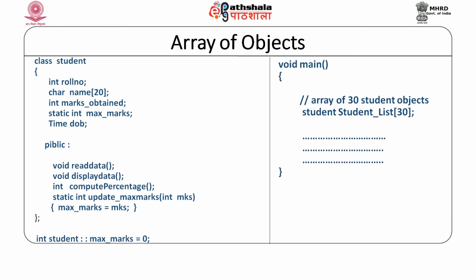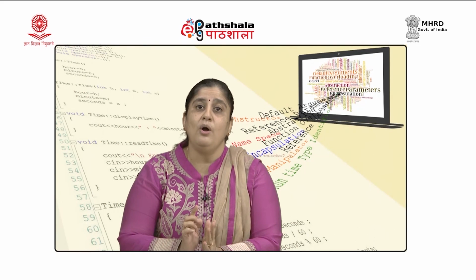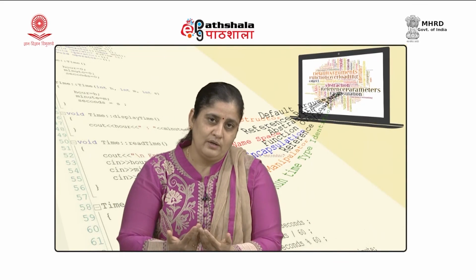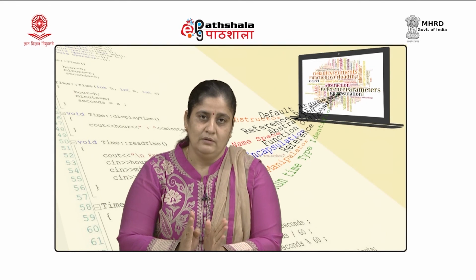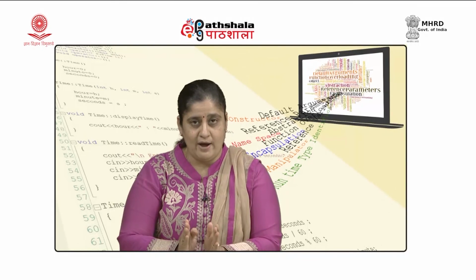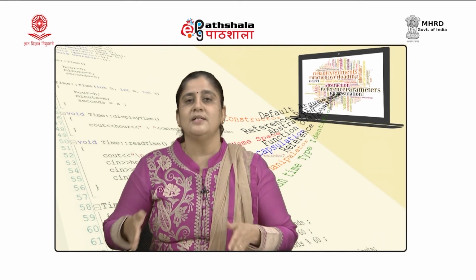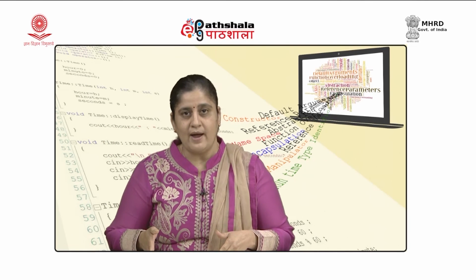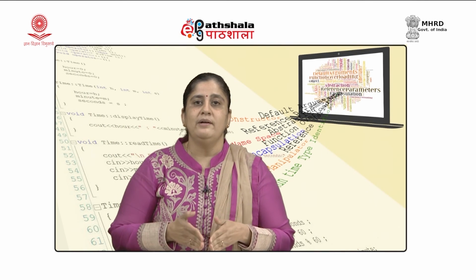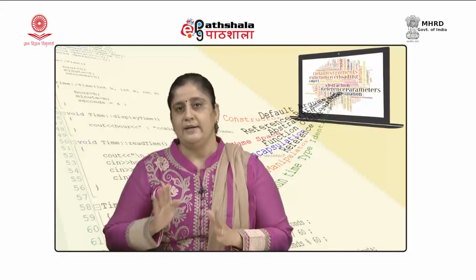Now, how do I perform an operation on an individual student? Well, as you do in the case of an array of any data type, if I wish to read the information of the first student, I can say student list 0 dot read data. If I wish to read the next student's information, I can say student list 1 dot read data. And if I wish to do it for all the 30 students, I can write a for loop which runs from 0 to 29 and say student list i dot read data.